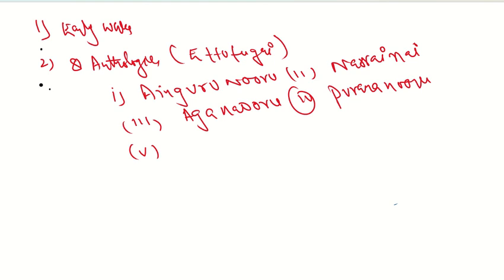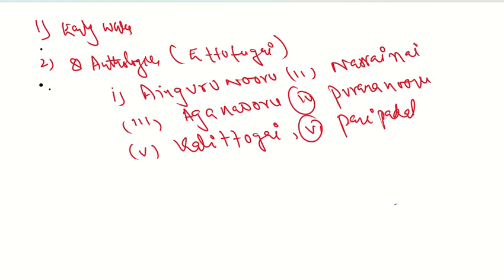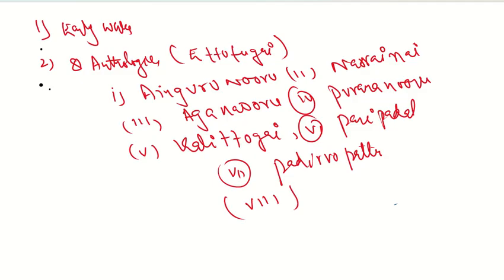Then we have fifth. It is Kali Tugai. Kali Tugai. Then we have sixth, Paripadal. Paripadal. Then we have seventh, Padirruppattu. And eighth we have Kuruntogai.